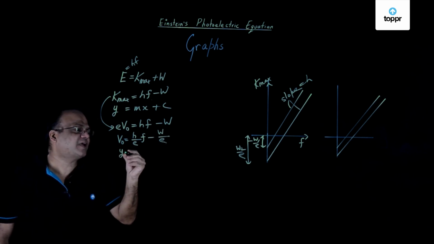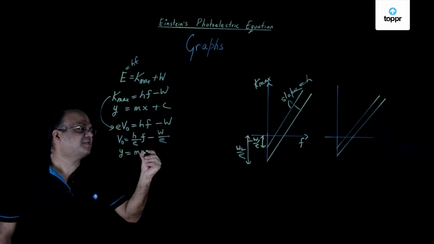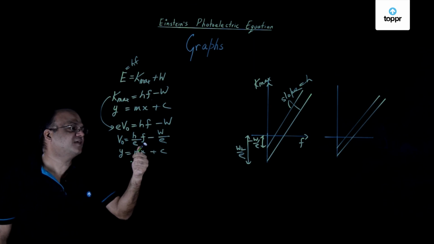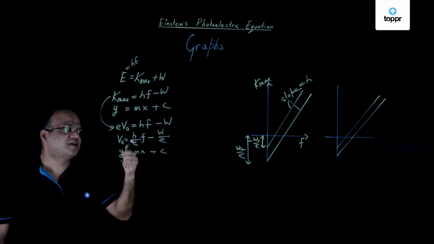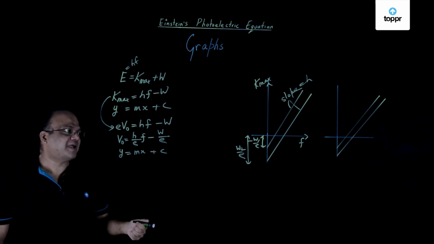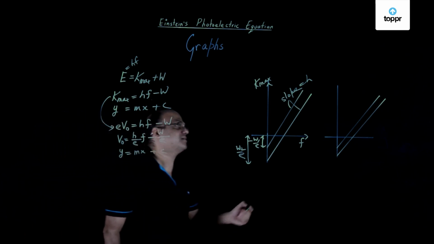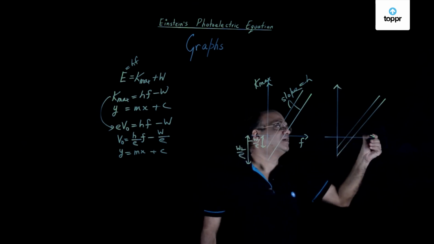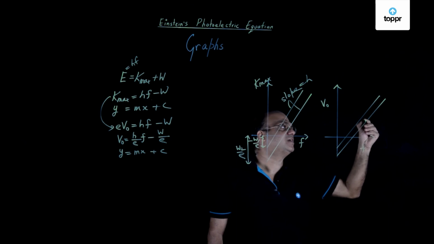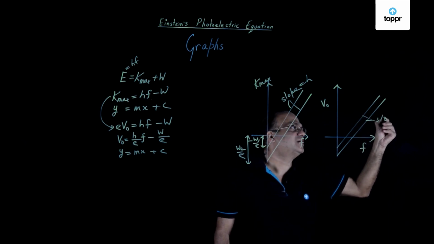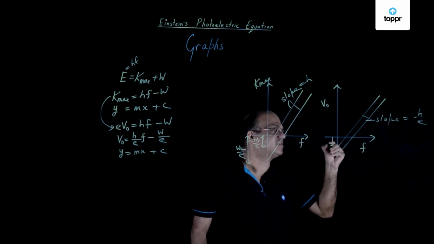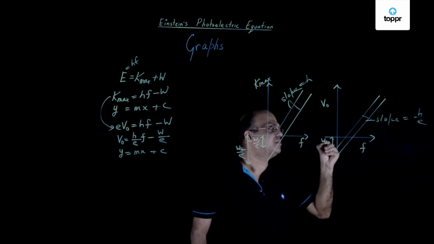Again this is like y equal to mx plus c. So plot stopping potential against frequency. Again you will get a straight line. Slope will be h by e and the y-intercept will be minus work function by e. So what do you get here? So this is now stopping potential. This is frequency. Slope is h by e and the y-intercept here is work function by charge of electron.